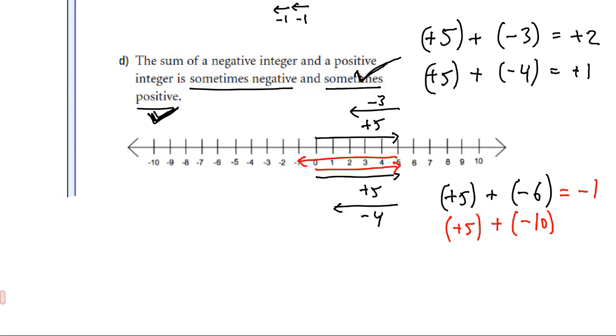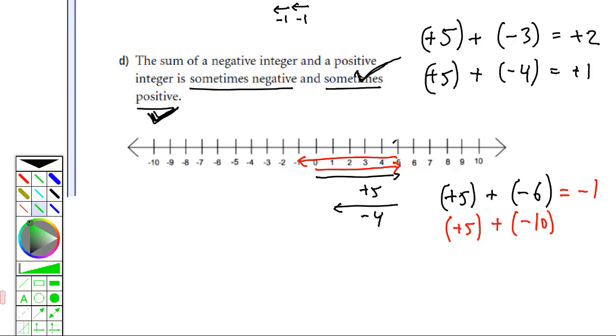Actually, maybe I'll erase some of this because it's getting a bit dirty. There we go. So positive 5 in green. We're going to subtract 10. So there's 5 and there's 10. So I've gone negative 10. That's going to leave me at minus 5. So I have a couple examples which proves that sometimes my answer is negative.